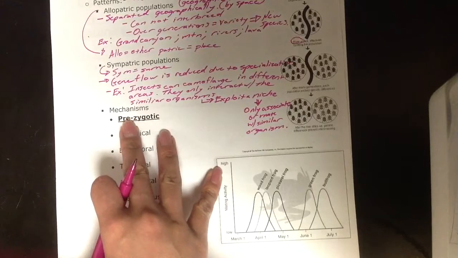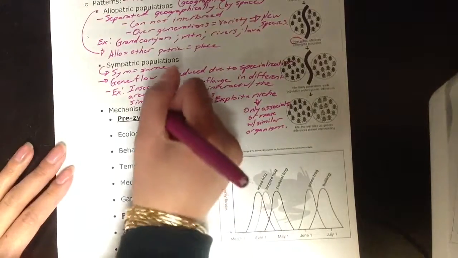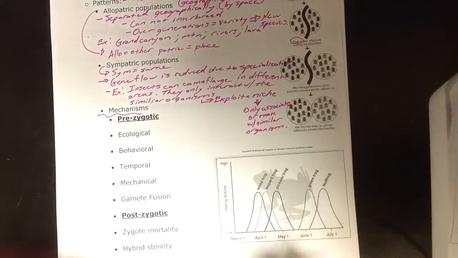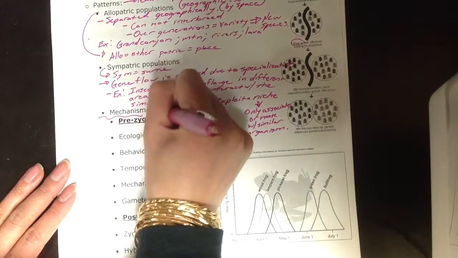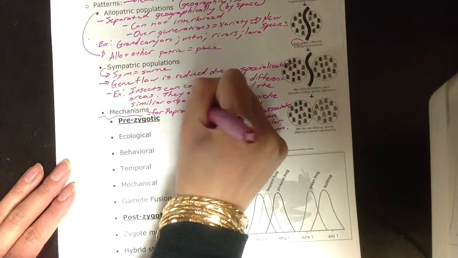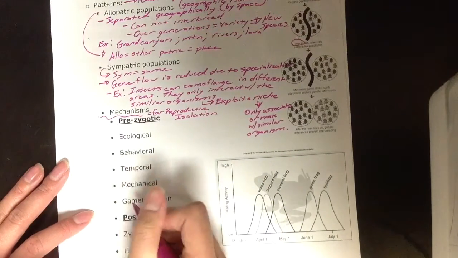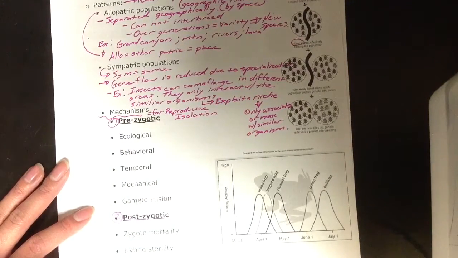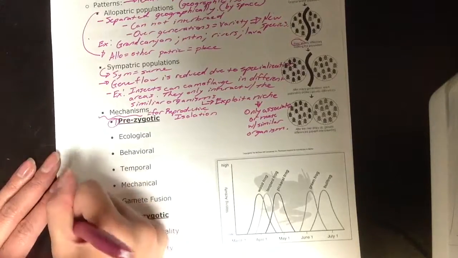Below here, these are some other methods or mechanisms for continuing that reproductive isolation. In all of these cases, we've separated them one way or another and haven't allowed them to mate with each other. So these are additional mechanisms for reproductive isolation. We've broken them up into two major groups. The first is pre-zygotic and the second is post-zygotic. So before you actually mate and sperm and egg join together, and after fertilization.